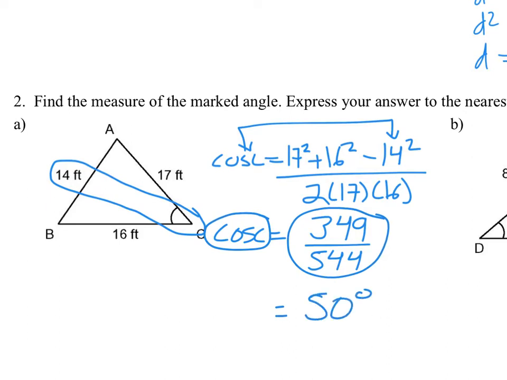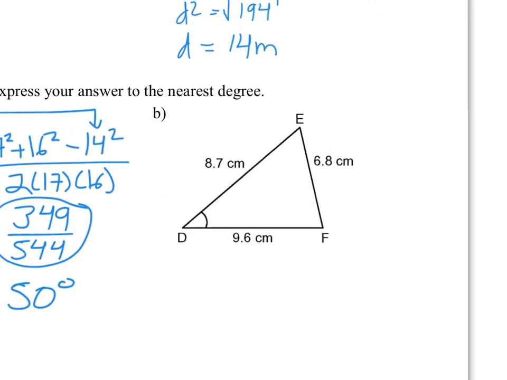Now, if you can't get that on your calculator, then this is what you're going to do. You have a one-line calculator. 349 divided by 544 equals 0.64. Second function cos 0.64, and you'll get 50 degrees. There's not a whole lot of work here with cosine law. It's just understanding how to use the formula. So let's see another example.